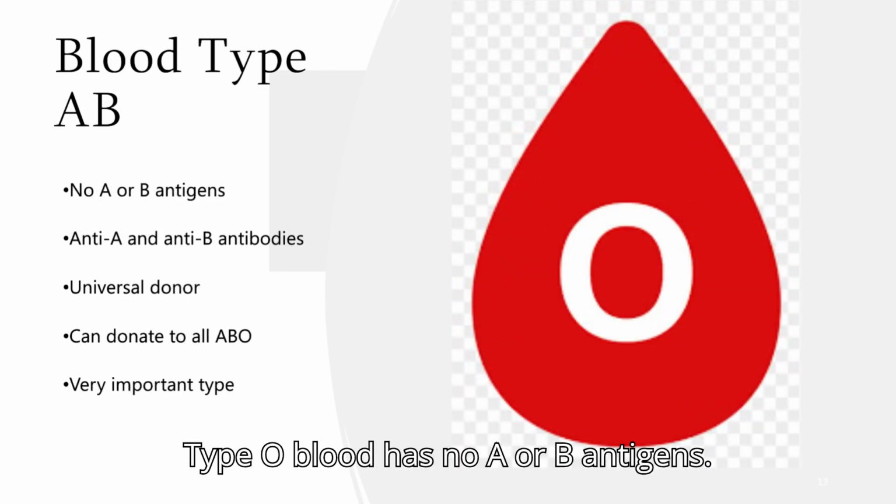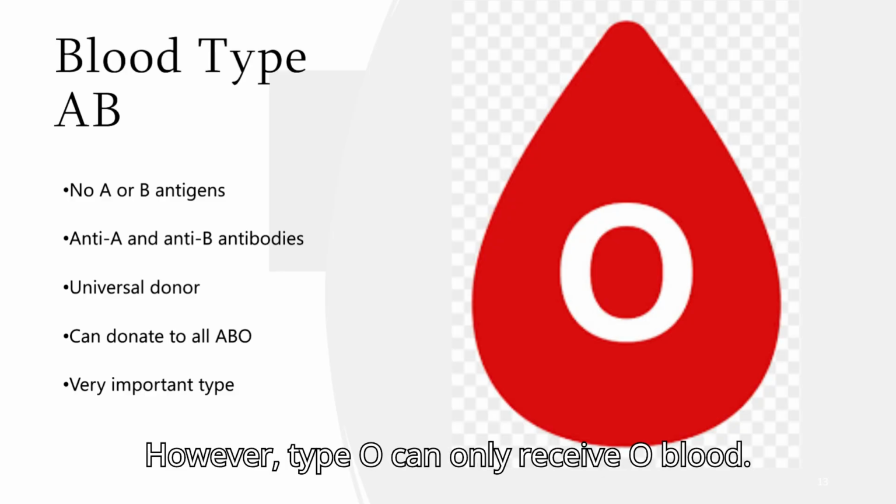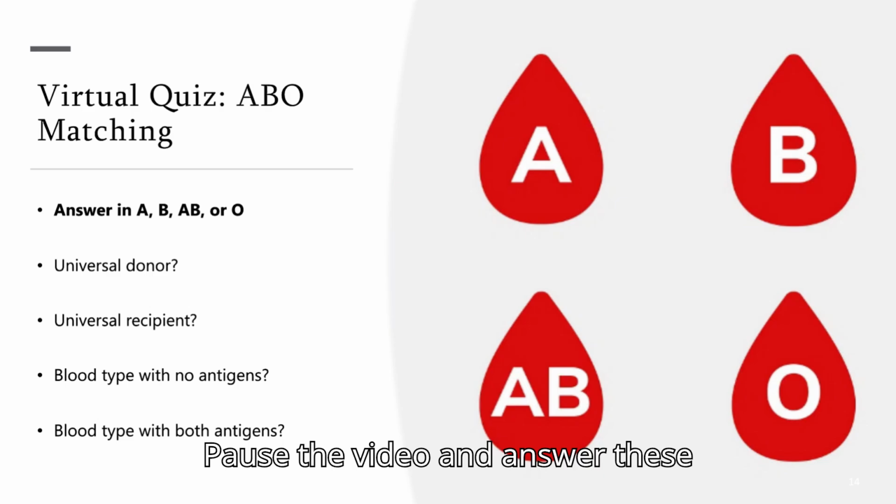Type O blood has no A or B antigens. It can be given to all ABO types, however type O can only receive O blood. Pause the video and answer these questions.